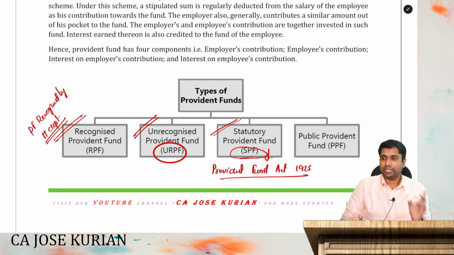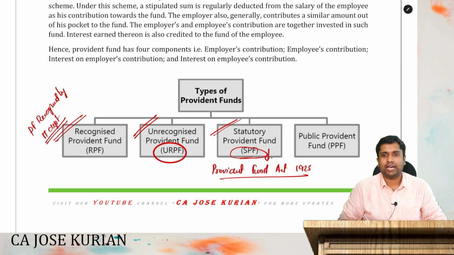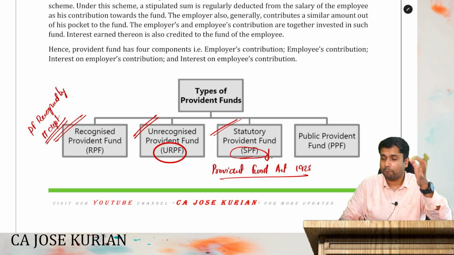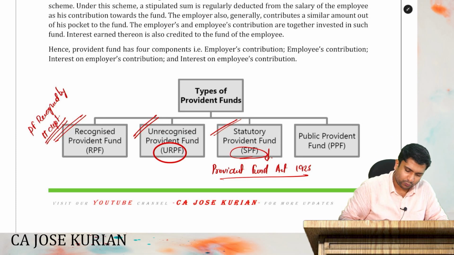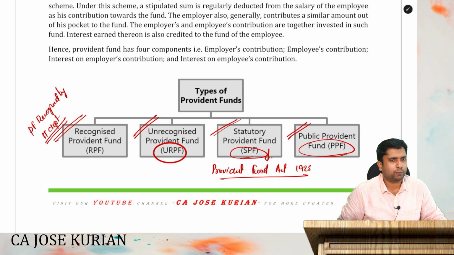Statutory Provident Fund. If you are maintaining a Provident Fund according to the Provident Fund Act 1925, then that Provident Fund is known as what? Statutory Provident Fund. And there is a fourth one, said to be Public Provident Fund. It is said to be what? PPF. What is Public Provident Fund?